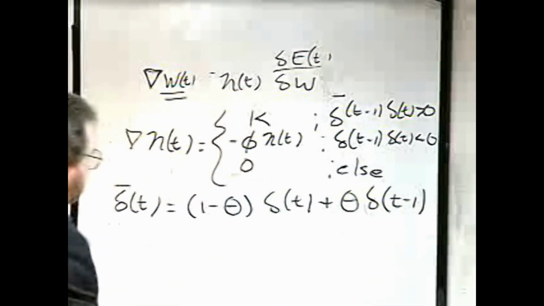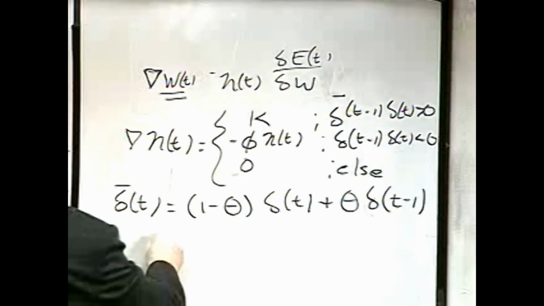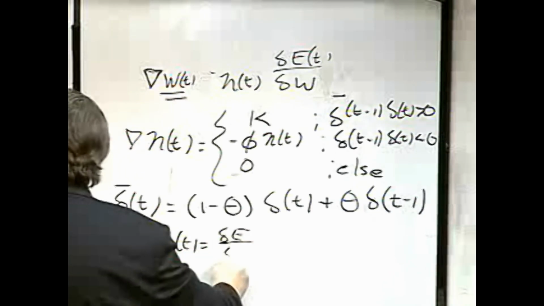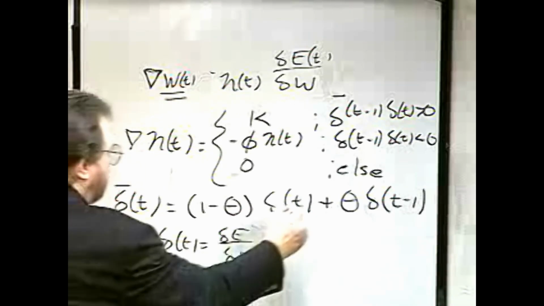In other words, it's a convex combination of the two results. And the delta is equal to the rate of change of E with respect to W. Okay, wait a minute. No, one of those should be overlined. Okay, good.